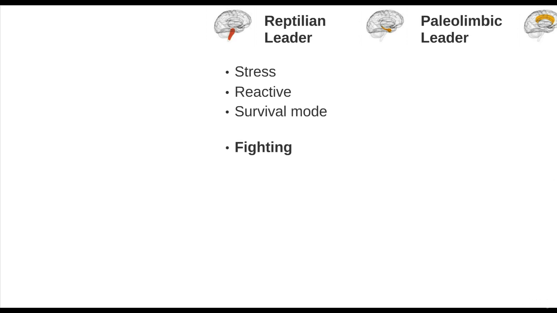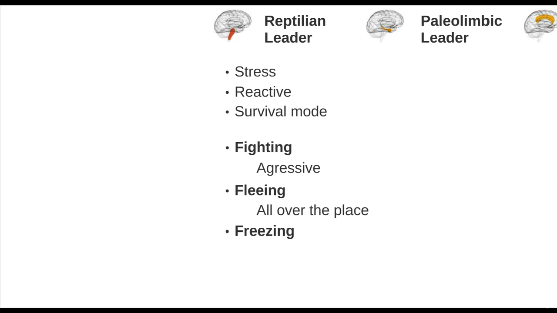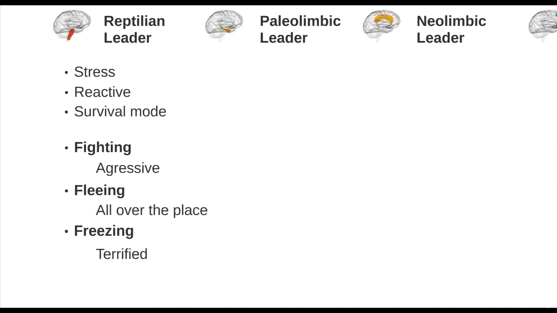Fighting reptilian leaders would be the aggressive type. Fleeing reptilian leaders would be all over the place. Freezing reptilian leaders, well, they wouldn't be much of a leader, terrified to take action, not taking any decisions. With the paleolimbic leader, it's another game that is being played.